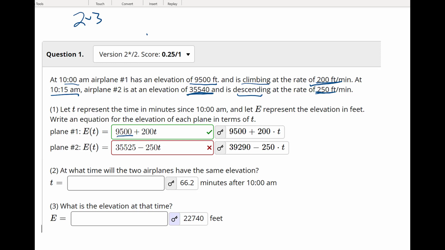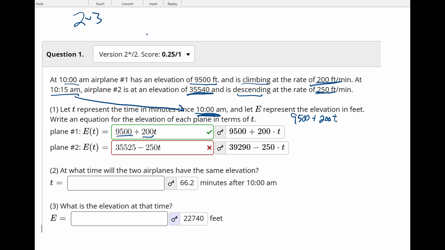We're at 9,500 feet plus the rate it's gaining, plus 200 times t. So there's our equation for the climb. It's the 9,500, the current, plus the rate of change, 200 times t, because they want to know the time at 10 a.m.